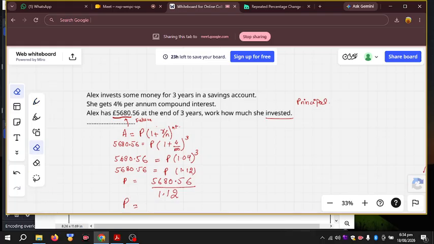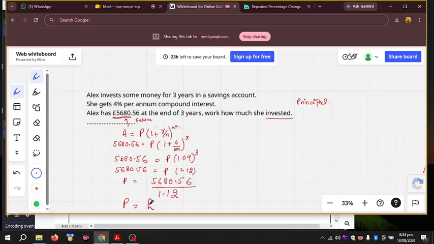507.9. So this is your principal amount which you invested. So this is how you have to find out how much she invested. I hope that this is clear to you.